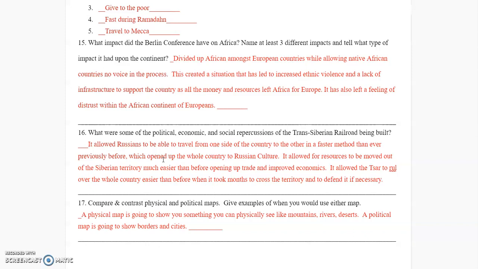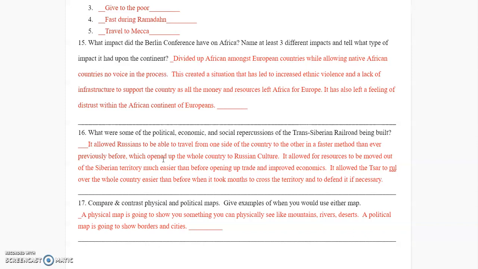It also had a sub-effect of allowing resources to be moved in and out of Siberia much easier, much faster than it had ever been done before. So it improved not just the culture of Russia, but also their economics. They were able to export a lot of resources. And the third thing it allowed was for the Tsar to rule over the whole country. Again, it's much easier to rule over a country if it takes you a matter of days to move troops across the country than if it takes you a matter of months.